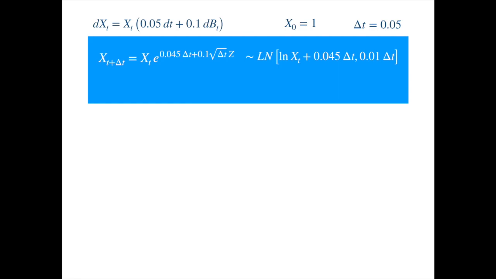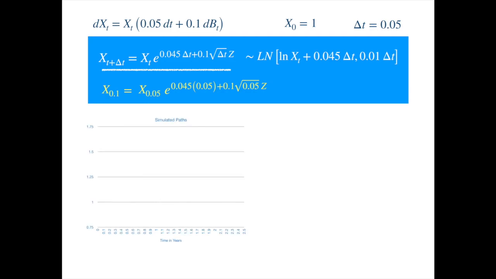So to simulate the paths, we take the current value as x_t in this equation, generate a standard normal variable, and plug the z and the delta t in this equation, and we get the simulated price at the next time step, which is x_0.05. We then use this value as the new base, generate another standard normal, and generate the value at the next time step, which is x_0.1, and so on. We can then simulate another path, and so on.